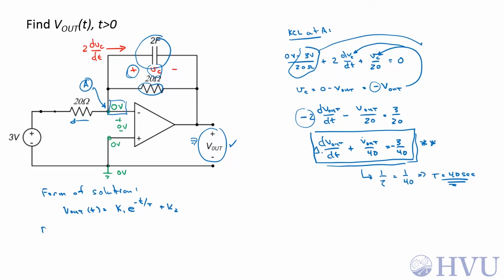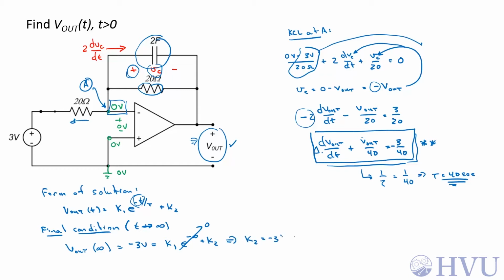Now let's take a look at the final condition as t goes to infinity. Both the differential equation and the circuit's physical behavior told us that V out at t equals infinity is equal to minus 3 volts. So if I plug infinity in for time up here, I set this equal to K1 e to the minus infinity plus K2. E to the minus infinity is 0. So this tells me that K2 is equal to negative 3 volts.